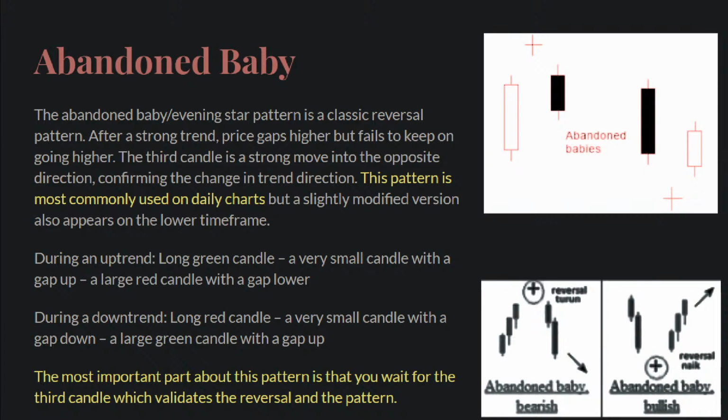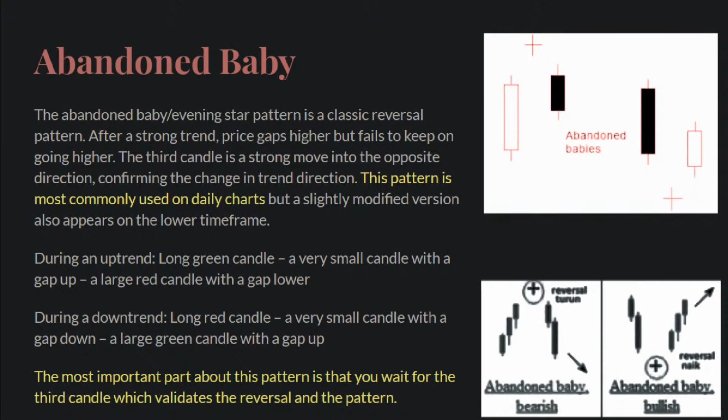After a strong trend, the price gaps higher but fails to keep on going higher. The third candle is a strong move in the opposite direction, confirming the change in trend direction. This pattern is most commonly used on daily charts, but can be used on any chart as well. And there can be modified versions as well due to liquidity, because on 1 minute charts, you might have liquidity issues that could present changes in how the candlesticks are formed.